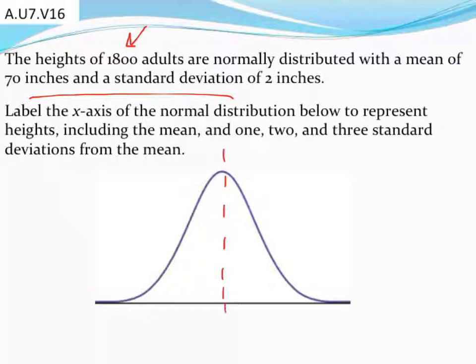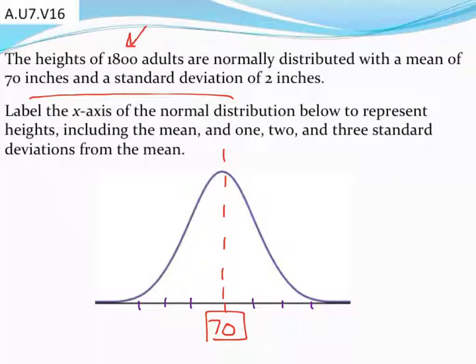So on our normal distribution, I'm going to go ahead and start by labeling the mean, which would be right in the center of your data. And that mean height, that average height, was 70 inches. So we'll label that right there in the center. What I want to do then is make marks for standard deviations, both 3 above and 3 below the mean. So let's go ahead and make 3 marks here.